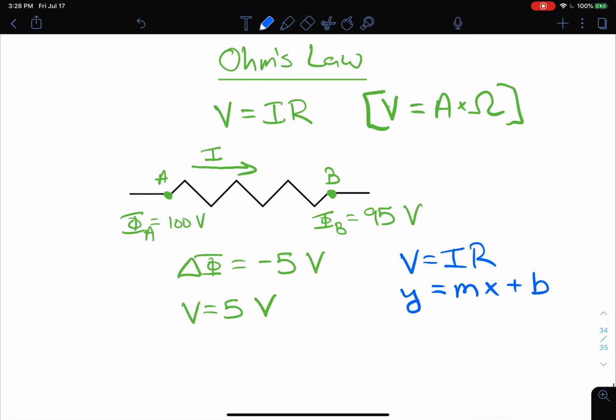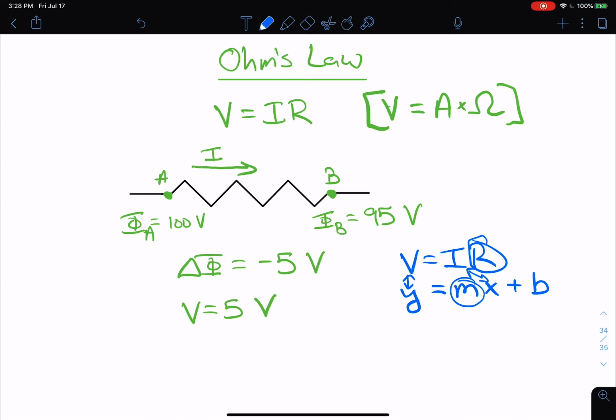x and I are going to go together. We can do V and y together. And that means that m and R are going to be the same. That means the slope is going to be the resistance. So the y-axis can be represented with the voltage. The x-axis can represent the current. And the slope of such a plot gives me the resistance.